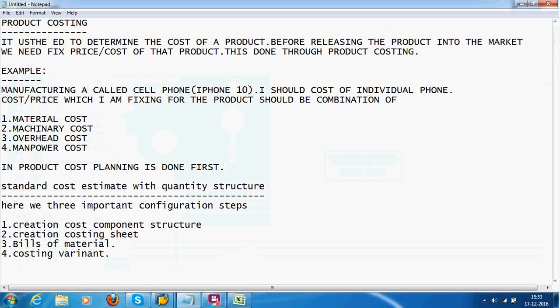So this is the basic introduction of product costing. In my next video I will show you the configuration of standard cost estimate with quantity structure. I will show you how to create the cost component structure.